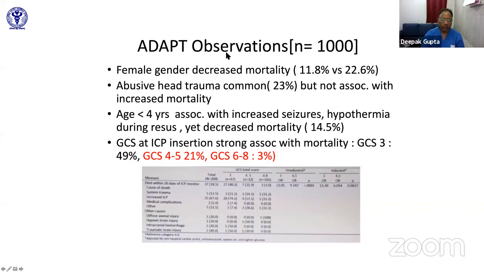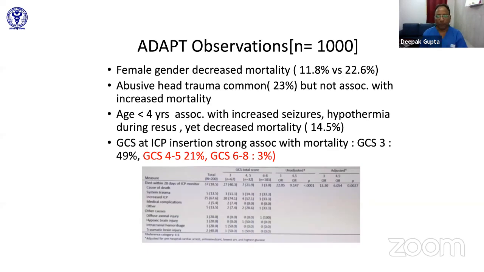So the only thing I can share with you from this cohort of 1,000 children of the ADAPT, which is unpublished, is that the female gender had a decreased mortality. Abusive head trauma was quite common, noted in 23% of the cases of this ADAPT study, but it was not associated with increased mortality. Age less than 4 years was associated with increased seizures and hypothermia during resuscitation, however, decreased mortality. This is a shocker, I would say, because normally we believe that children less than 4 years of age will have a worse outcome. However, the results were not so in this 1,000 children with severe TBI in the ADAPT study.